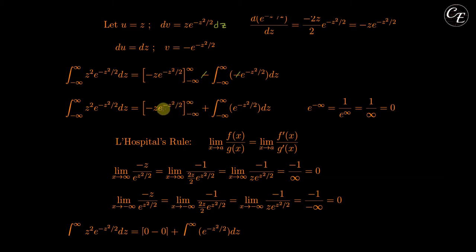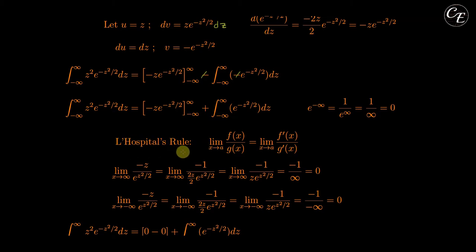Now let us substitute positive infinity for z. We'll get here e raised to negative positive infinity squared, which is positive infinity, and positive infinity over 2 is still positive infinity, and e raised to negative infinity is 0. So we have here 0 times negative of positive infinity, which can be 0 or infinity. To know the real value, we need to use L'Hospital's rule.